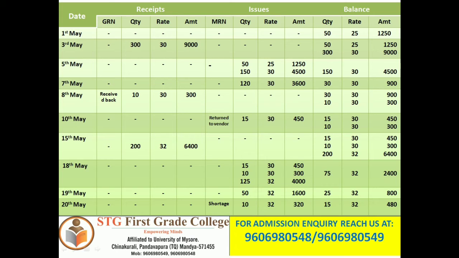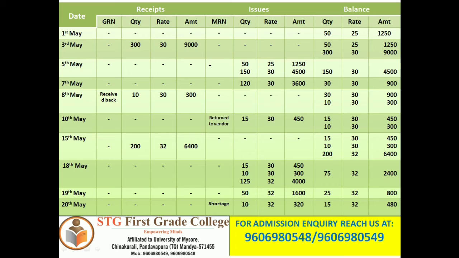How many units? 15 units. At what price? 30 rupees. On what basis has it been decided as 30 rupees? Because this material is purchased on 3rd May at rupees 30 per unit. Okay, so the price on 3rd May was 30 rupees per unit. We have purchased it, so now we are sending it back.